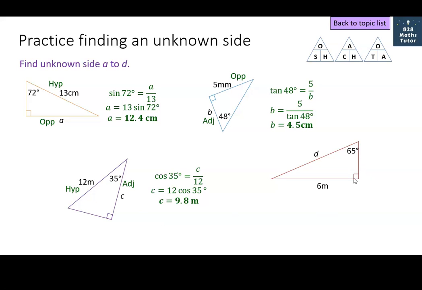And finally, with this one, we've got the hypotenuse and the opposite. So we're dealing with sine, it's the SOH triangle. So sine of 65 is the opposite, which is 6, over the hypotenuse, which is D. Rearrange that to make D the subject. D is 6 divided by sine 65 degrees. Put it in your calculator and you get D equals 6.6 metres.